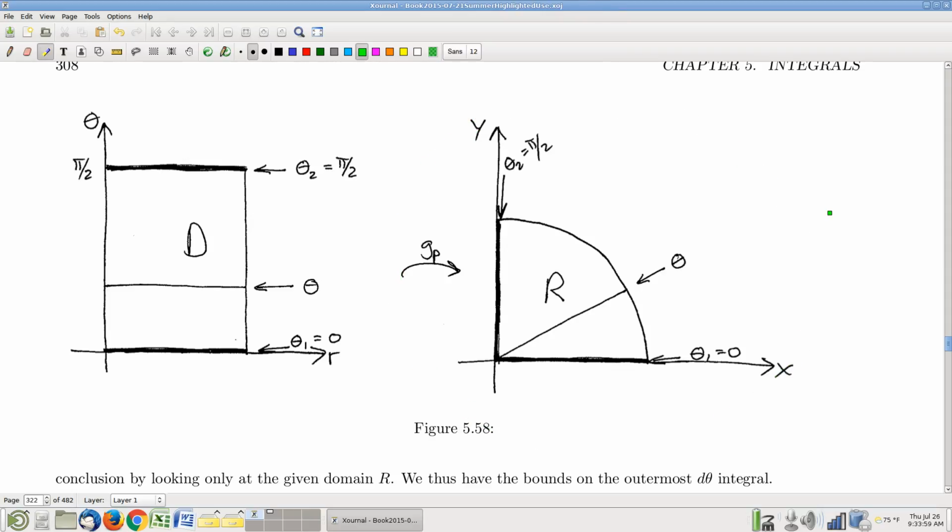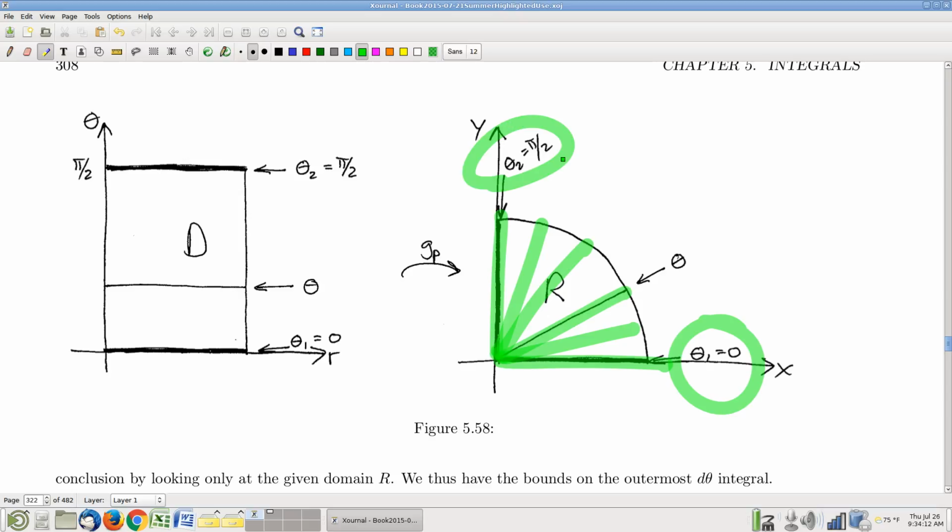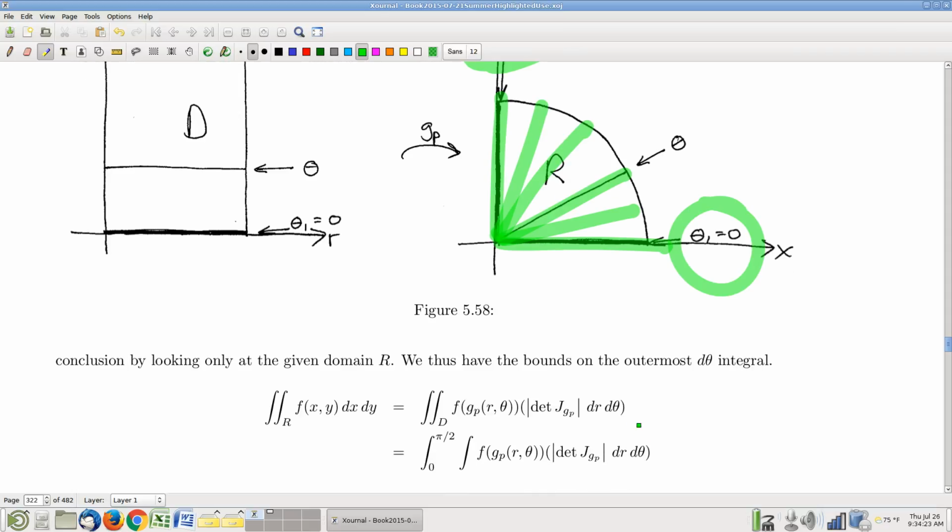Okay. All right, so we talked this through last time. Here's the first theta slice. That's where theta is equal to 0, and our theta slicing continues along like this until we get to the end. That's our last theta slice, where theta is pi over 2. Just think polar coordinates. That's 0. That's pi over 2. Okay, so theta goes from 0 to pi over 2.